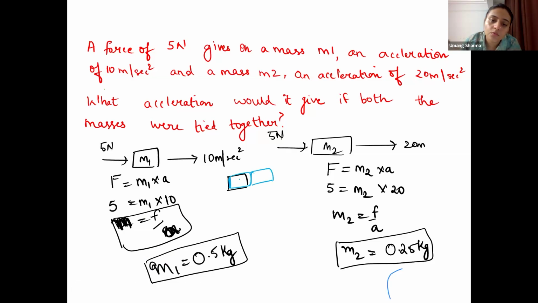m1 and m2 are being tied up, so we simply add them up. m1 plus m2, that is 0.5 plus 0.25. It is 0.75. Then you have to calculate for the final answer.